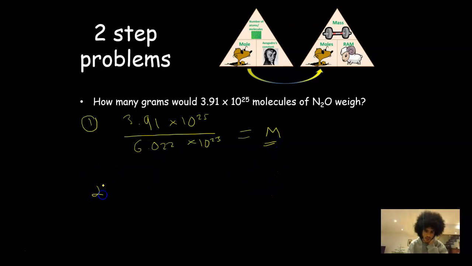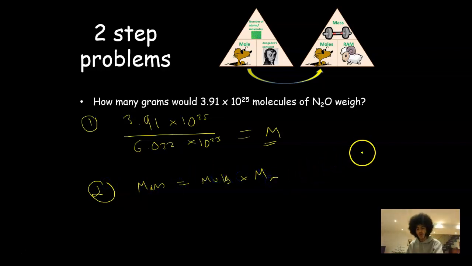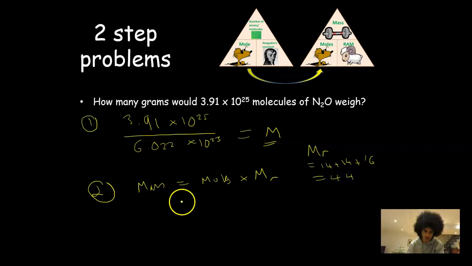Now for step 2, you have to work out the mass, if you remember. Now the mass is equal to the moles multiplied by the MR. Now the MR for N2O, I think we calculated this before, is going to be 14 plus 14 plus 16. So that's 28, 38, 44. So it's going to equal the moles from earlier, which is M, multiplied by 44, and that will give you whatever the mass is going to be in grams, okay? So that's how you do it. The tricky bit is just noting that you have to use both equation triangles.